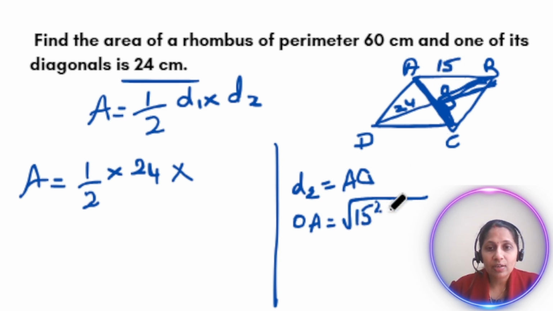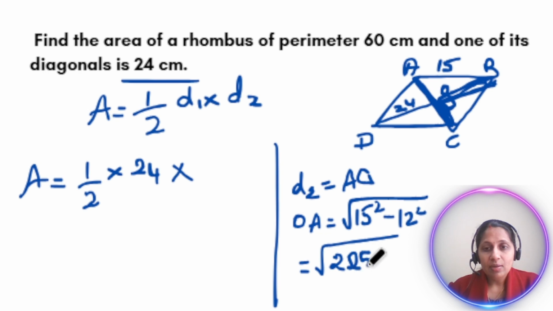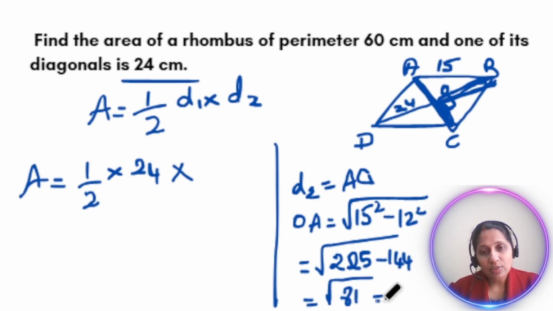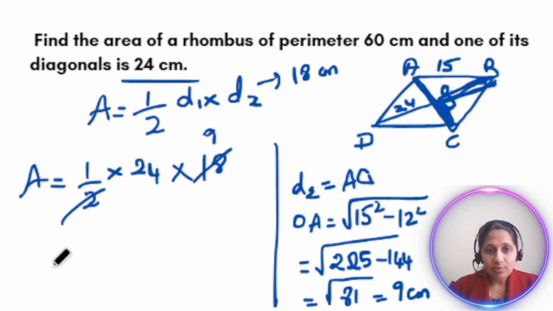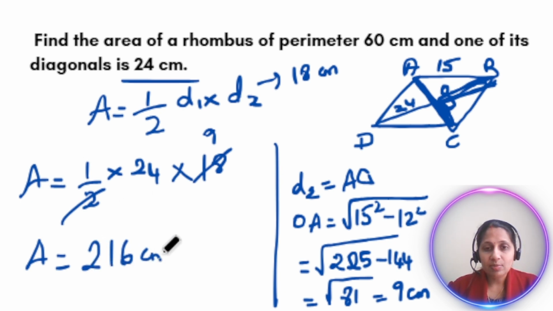So 15 square minus this length, which is half of your 24, so minus 12 square. That is 225 minus 144, which gives you root of 81. So it's 9 centimeter. If OA is 9, then OC will also be 9, which means diagonal 2 is 9 plus 9, which is 18 centimeter. So substitute this here. Cancel it out, 9 times. So area equals 9 times 24, which gives you 216 centimeter square.